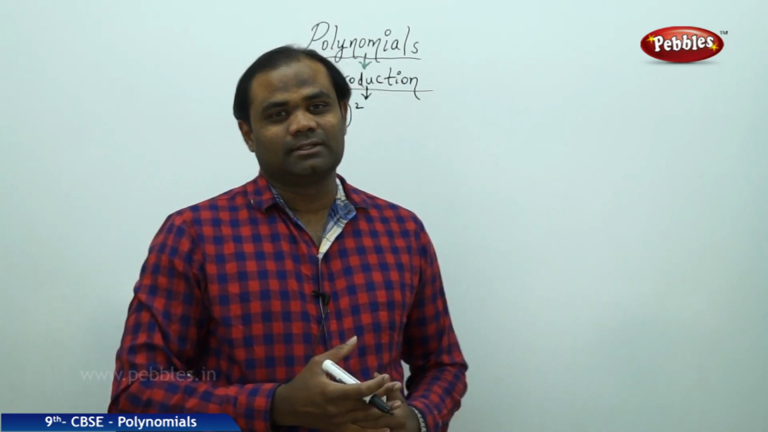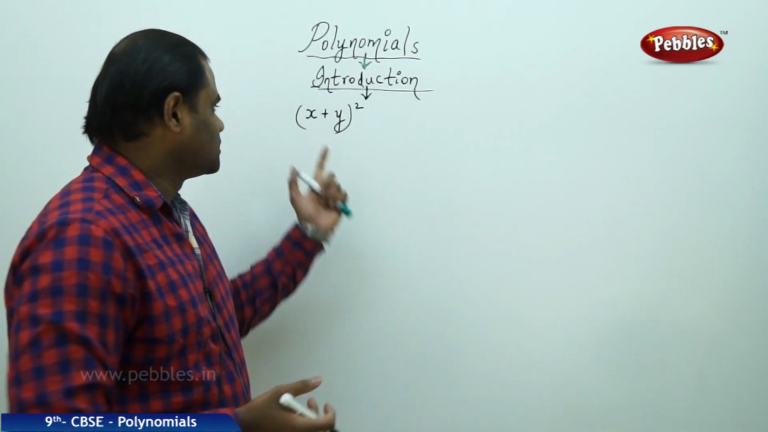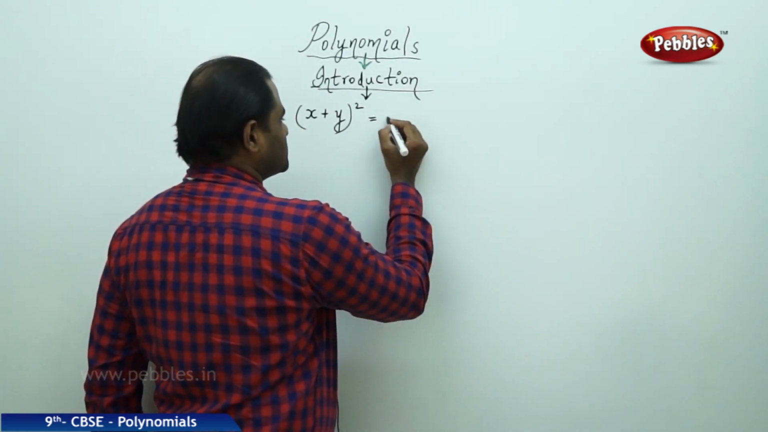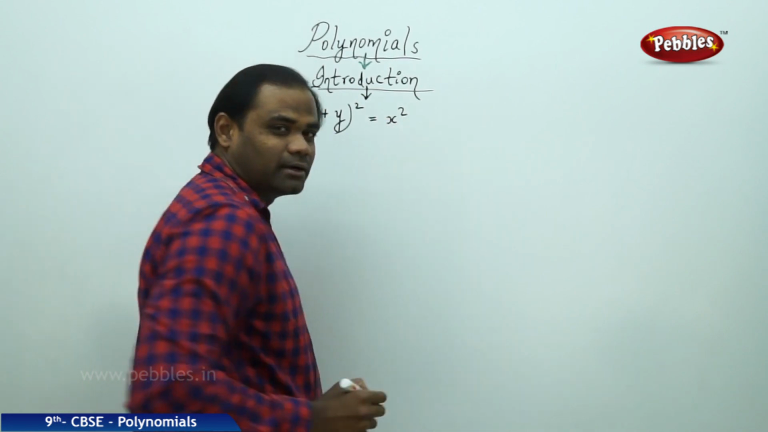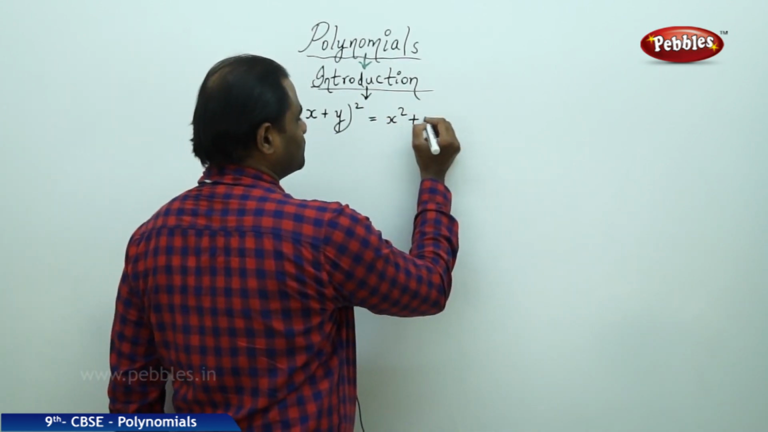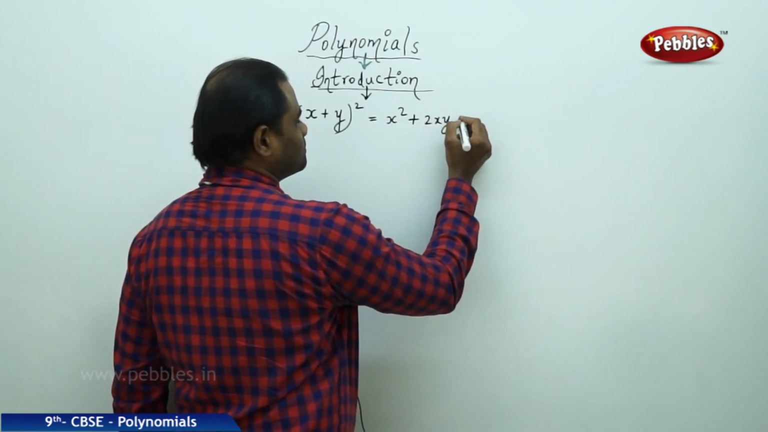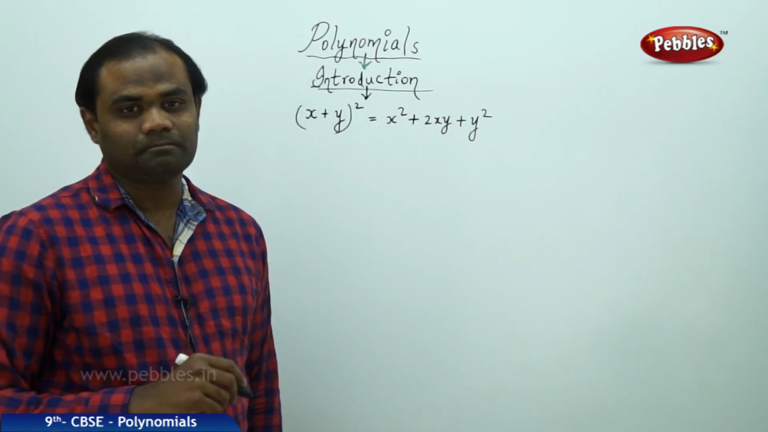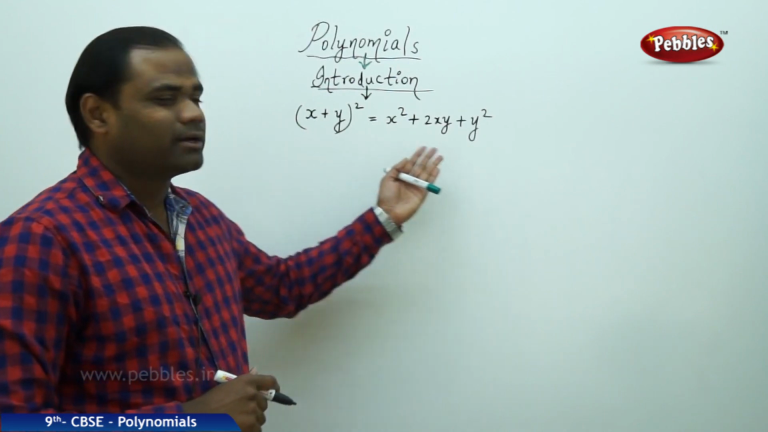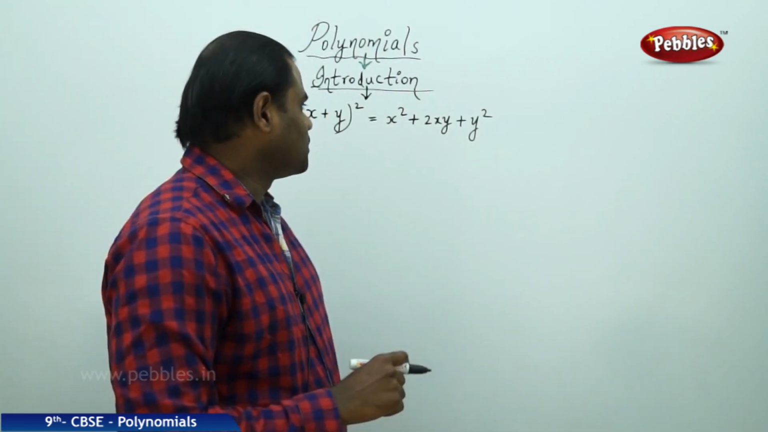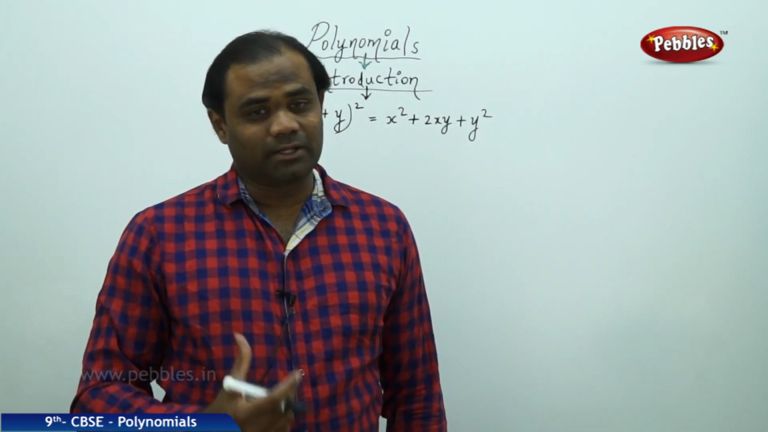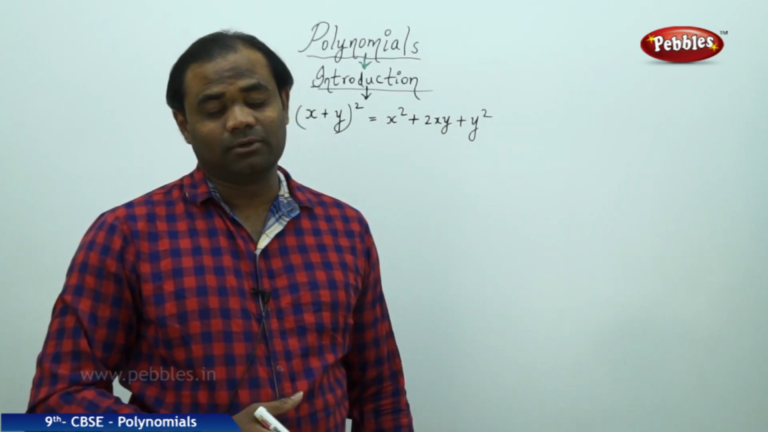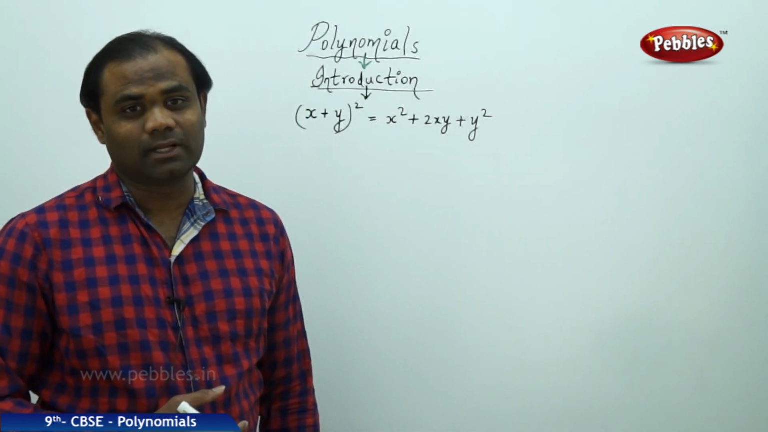We all know that the expansion of (a plus b) whole square is a square, that is x square, plus 2ab, which is 2xy, and b square, which is y square. So (x plus y) whole square is derived to be x square plus 2xy plus y square. We all know this formula because we have applied it in many concepts in the lower classes.